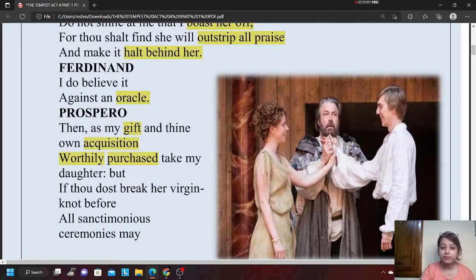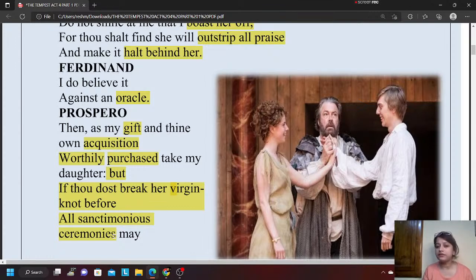Take my daughter, but now there is a but over here, it is important. If thou dost break her virgin knot before all sanctimonious ceremonies. Sanctimonious ceremonies refers to marriage, which is called a kind of sacred ceremony. It is a kind of legal seal over something. So for this sacred event, you cannot have any physical connections with Miranda before the sacred ceremony is done.